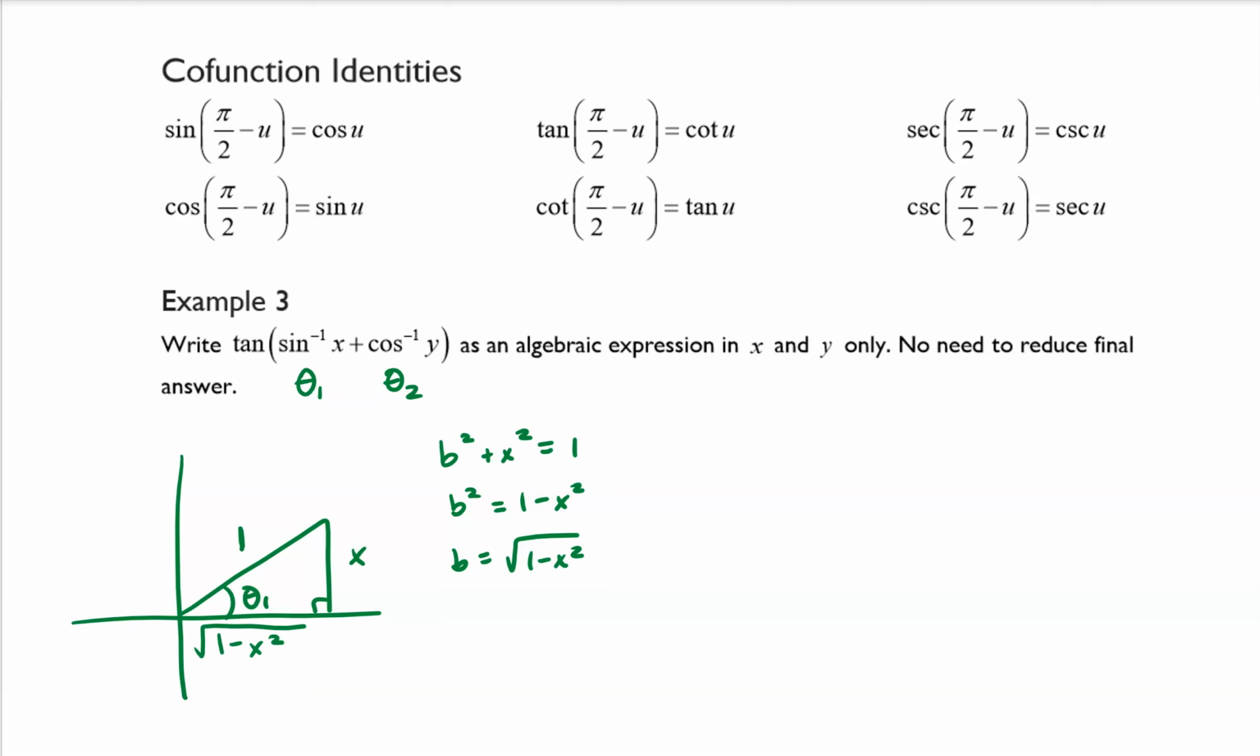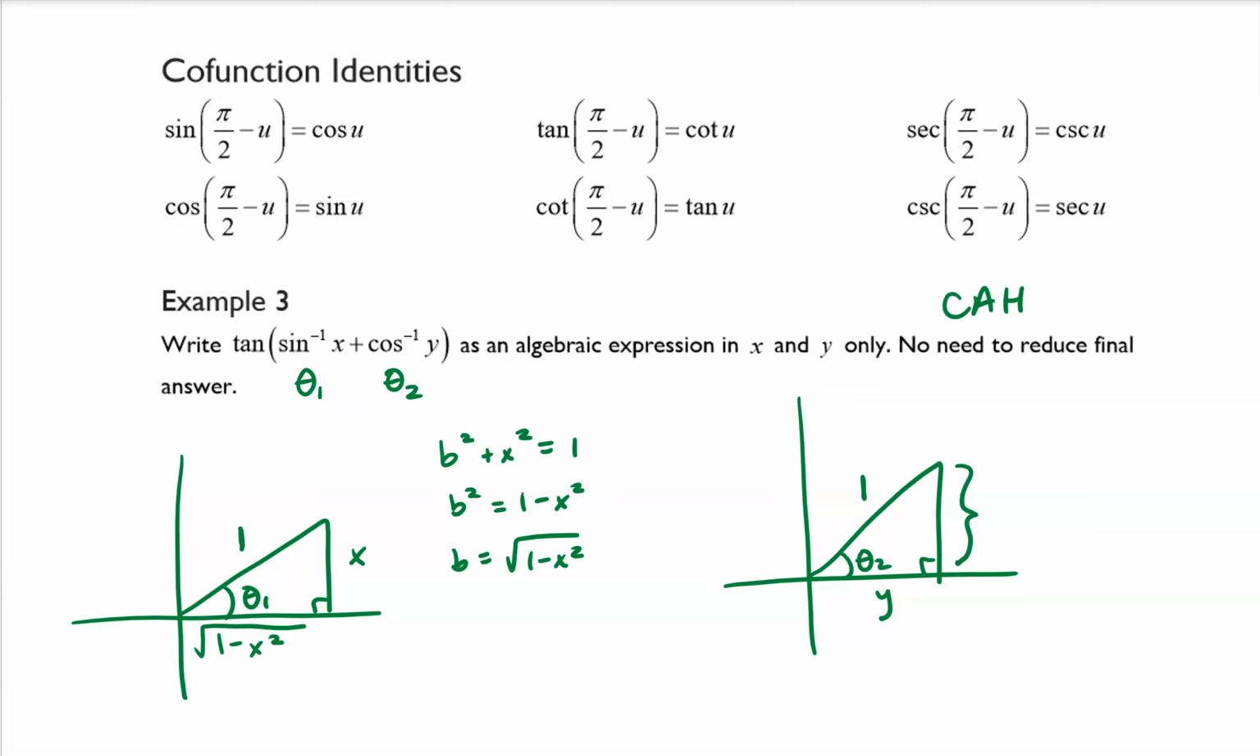And I'm going to do something similar for theta 2. So I have some right triangle, and this isn't to scale, but cosine is equal to y. So the hypotenuse would equal 1, and so SOH CAH TOA. So CAH, that tells us that the adjacent side length is y, and we want to figure out this side length here. Again, we're going to use the Pythagorean theorem, and I'm just going to call that side length b.